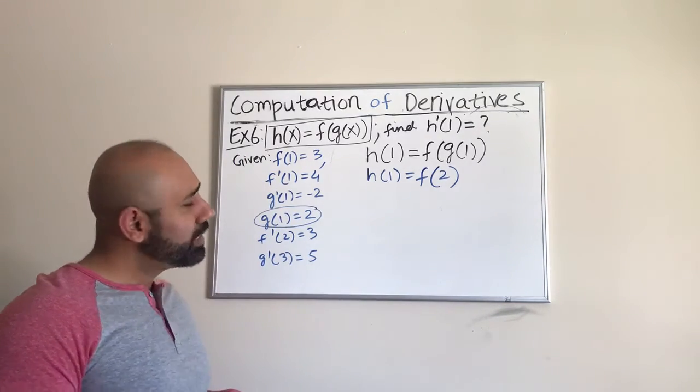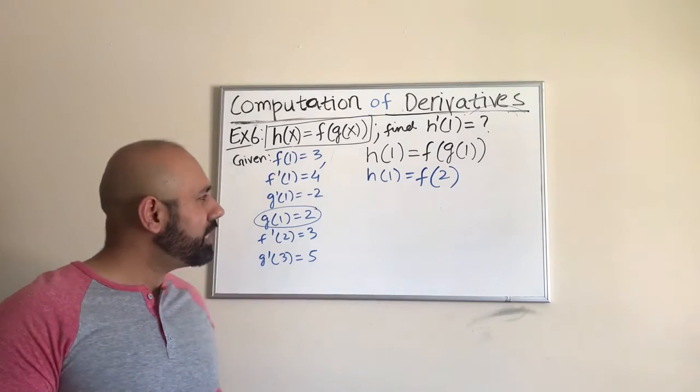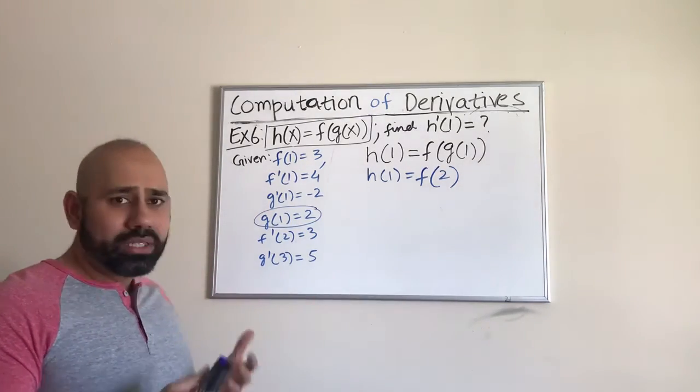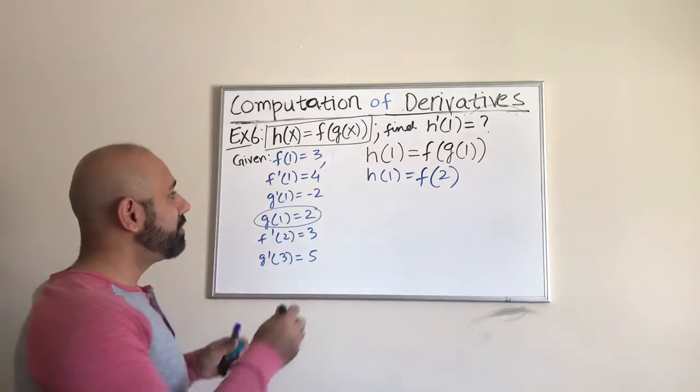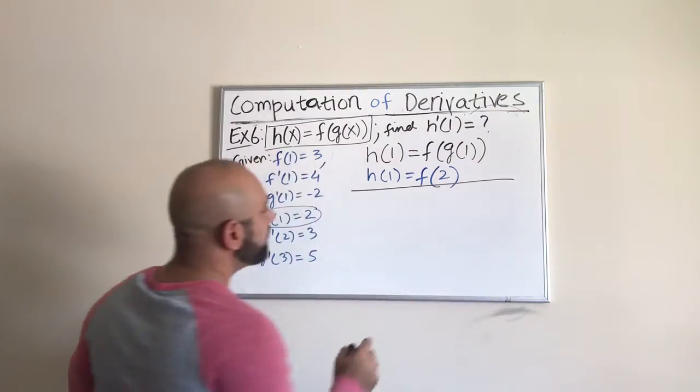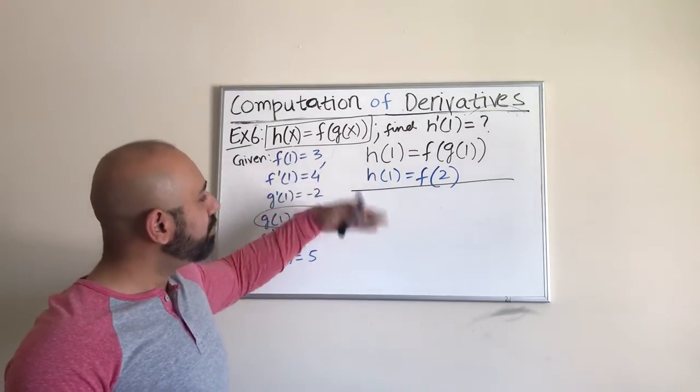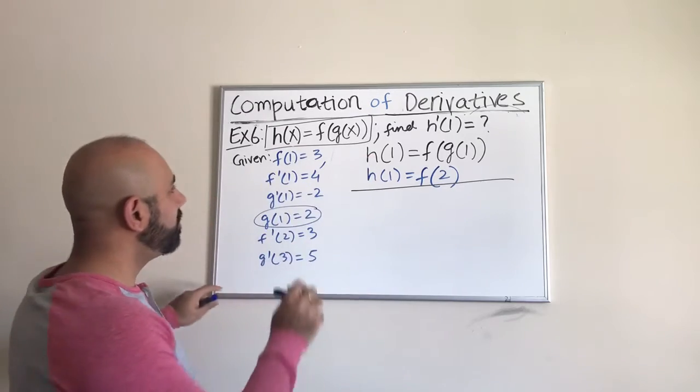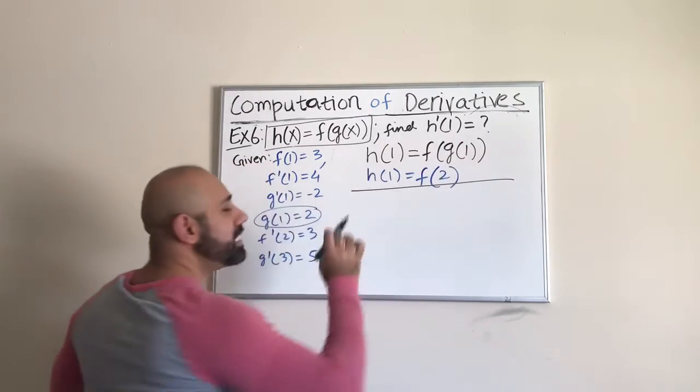So I was stuck for a second, and I thought to myself, I think this is not the right way of starting this problem. So I stopped right there. So instead of pursuing this further, what I decided to do was, hey, I have to find the h prime of 1.